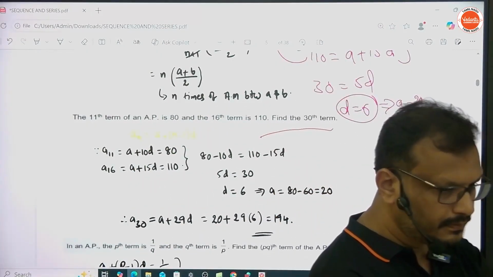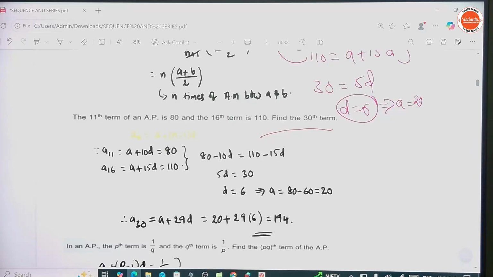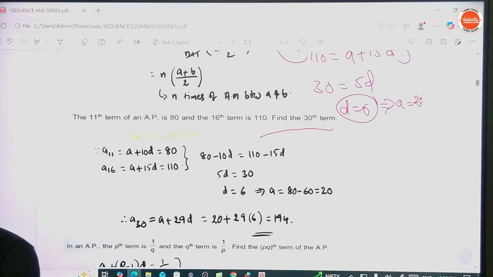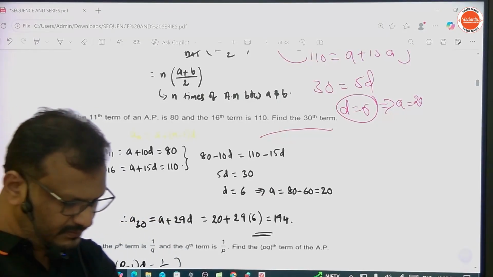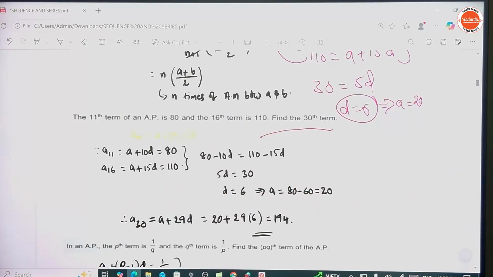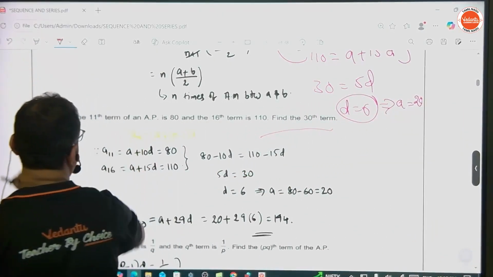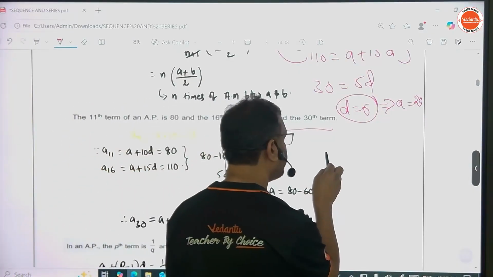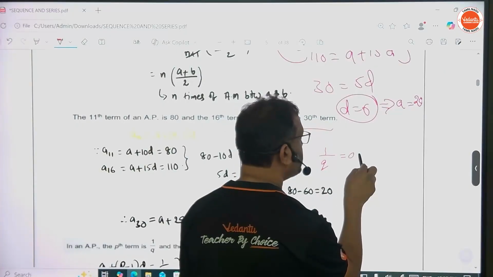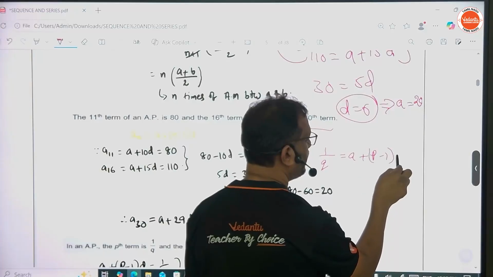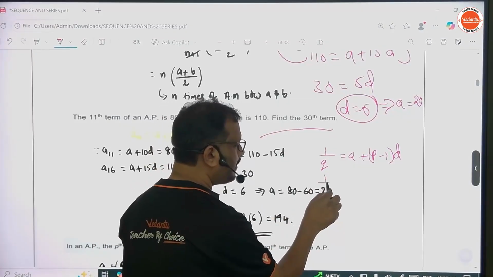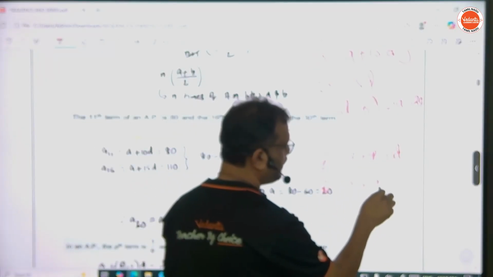Slowly simplify, no need to think much. So the Pth term of the AP means there will be 1 by Q: 1 by Q equals A plus (P minus 1) into D. The Qth term means again 1 by P: 1 by P equals A plus (Q minus 1) into D.